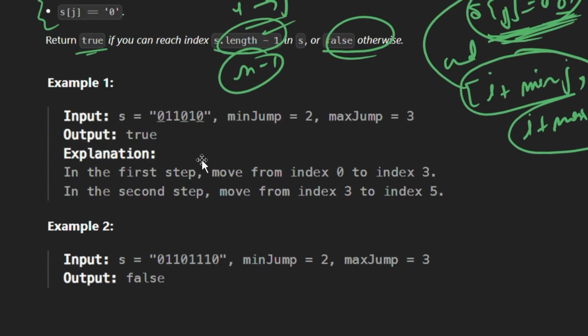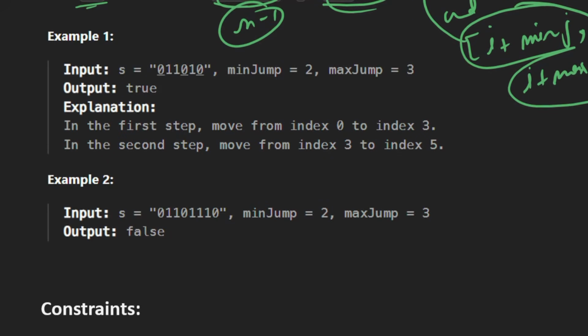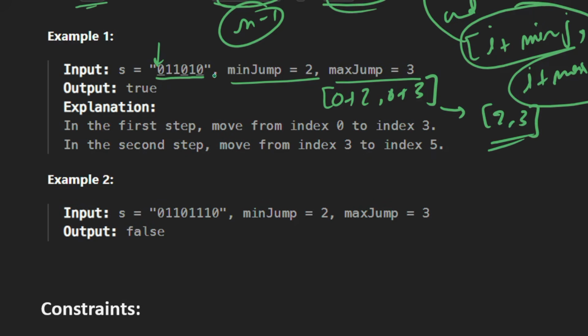So let's see examples. The first example: the string is this, and minimum jump is 2 and maximum jump is 3. Initially we are at index number 0. So what is the jump range of 0? That is 0 plus 2 comma 0 plus 3, so we can jump to index 2 to 3. If you see at index 2 we have character 1, so we can't jump to index 2. So we can jump to index 3. Yes, we can jump to index 3. So we have jumped to index 3.